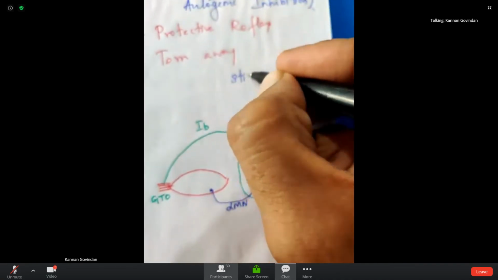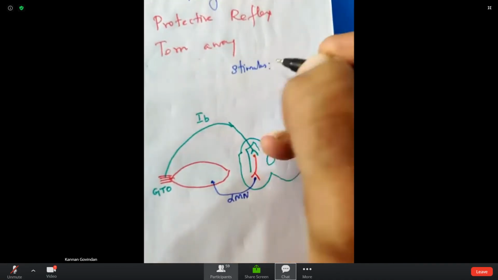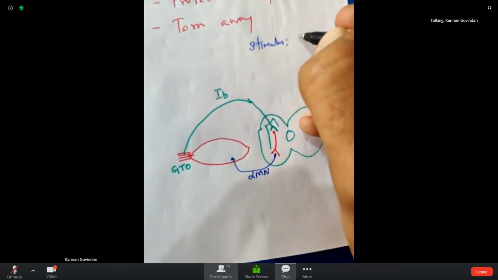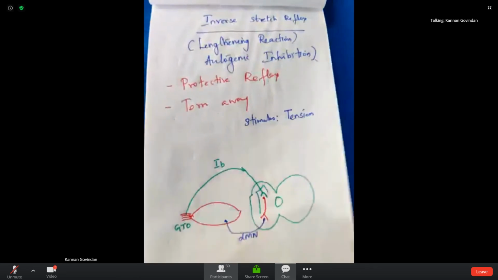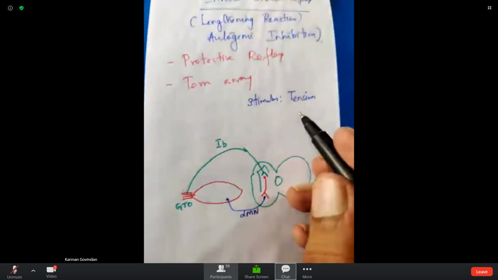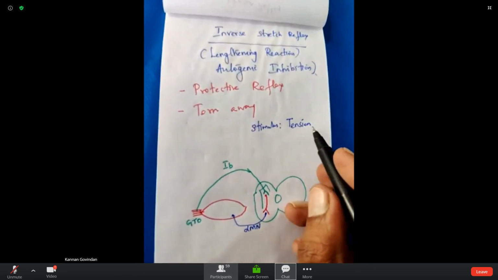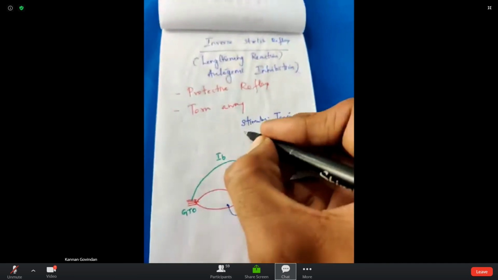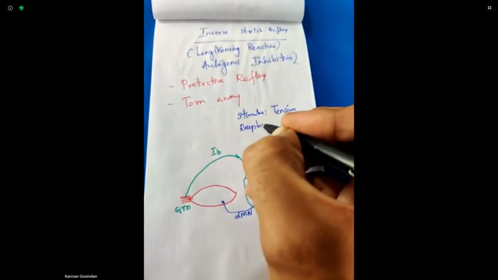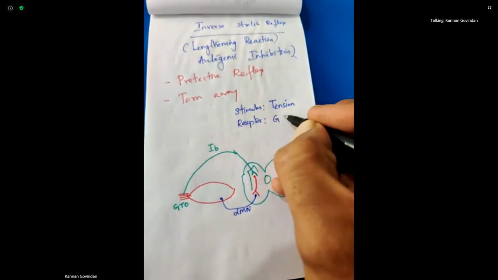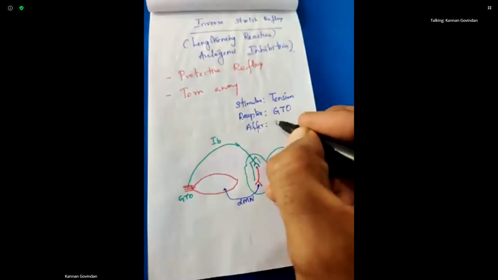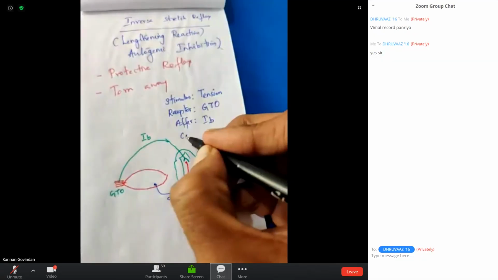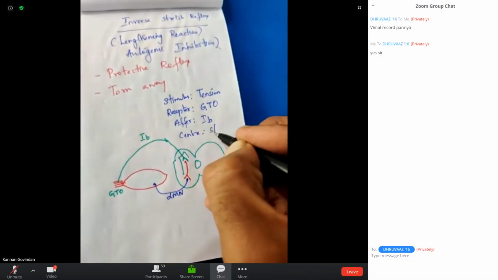Okay, now we'll write the flow chart. So what is the stimulus? Stimulus is increase in muscle tension. For stretch reflex, the stimulus is change in muscle length. Okay, for inverse stretch reflex, the stimulus is tension. Receptor, Golgi tendon organ. Afferent 1B. Center, spinal cord.